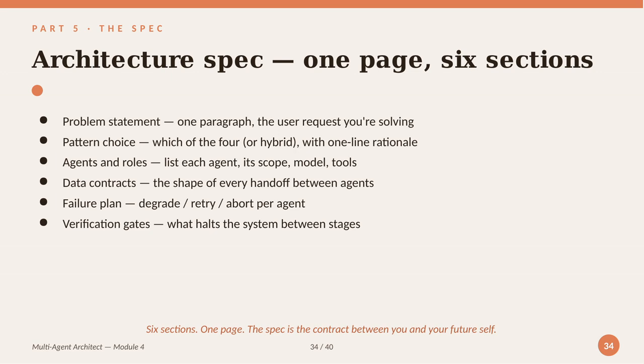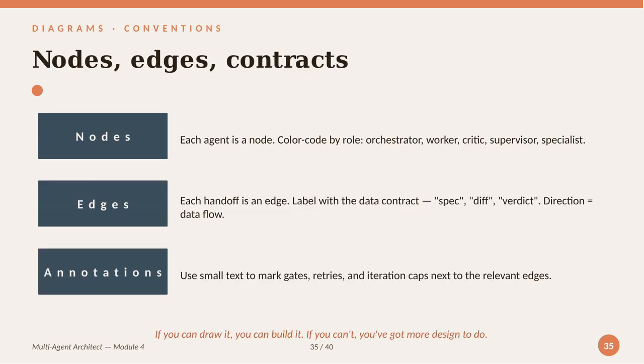Verification gates. What halts the system between stages. Contract validation, test runs, score thresholds, whatever's appropriate. 6 sections. 1 page. Hard constraint. The single-page rule is the discipline. It forces you to commit and prevents the spec from drifting into vague prose. The spec is the contract between you and your future self when you come back to debug this thing 6 months from now.